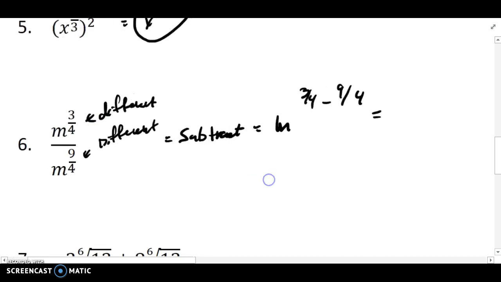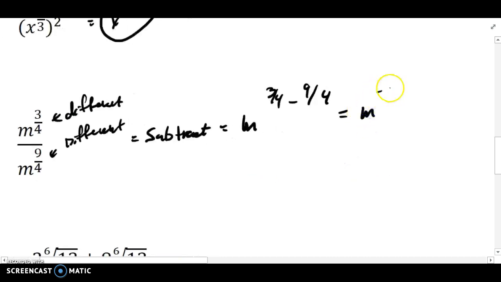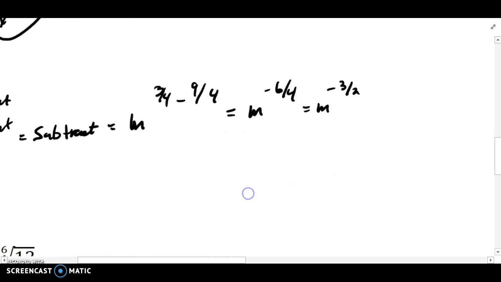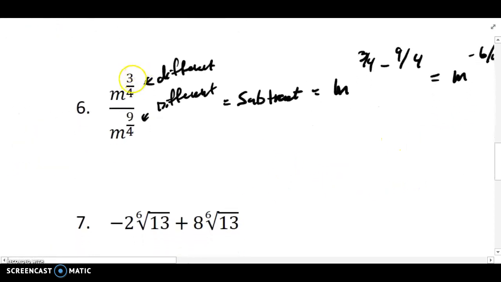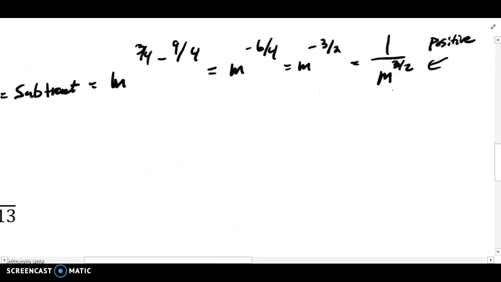Denominators are the same here, so we're going to get negative exponents. Negative 6/4, which simplifies to negative 3/2. All a negative exponent means is that it's a fraction. So then once we put it in the denominator, it changes to positive. And we want positive exponents. So when we have a negative exponent, it means it should have gone in the denominator, and we can see that. If we go back to the beginning, we have 3 up here and 9 up here, so when I cancel these out, there's still 6 left on the denominator. So that's why that has to be in the denominator.